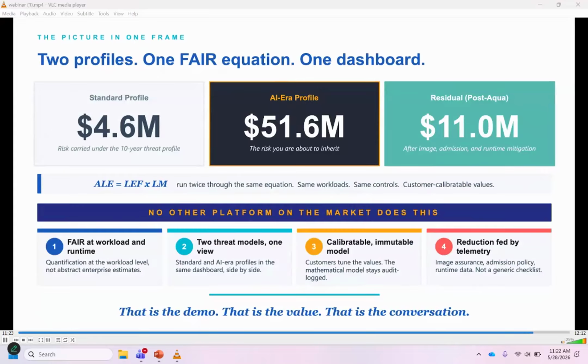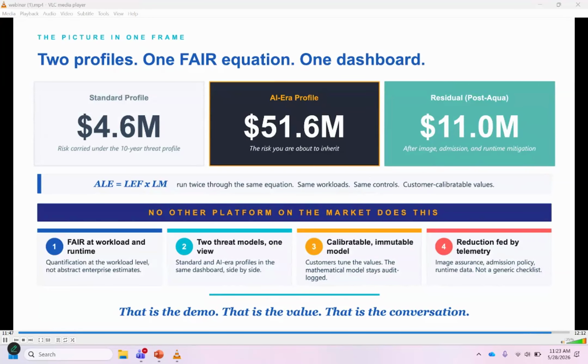So here is the picture in one frame, 2 profiles, 1 FAIR equation, 1 dashboard. The standard profile shows the customer the risk they have been carrying for the last 10 years. The AI era profile shows them the risk they are about to inherit. Same workload, same controls, same dollar values, run twice through the same equation. No other platform on the market does this.